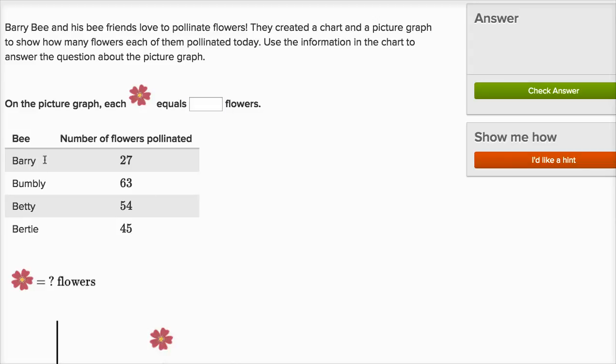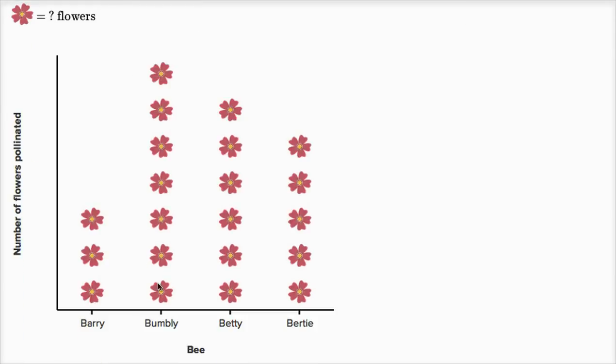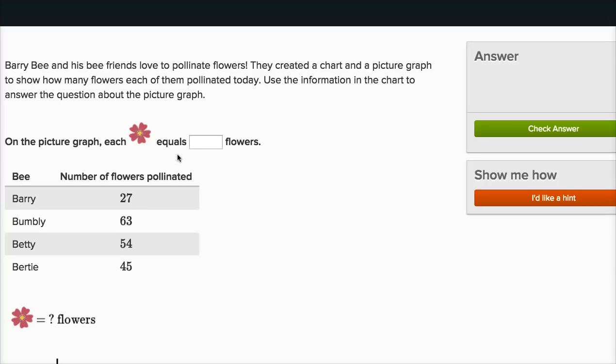So it says Barry pollinated 27. These are impressive bees that they're making charts. Barry pollinated 27 flowers. And they only drew 3 pictures here. So these 3 flower pictures must represent 27. So the way that they would represent 27 is if each of these represents 9, because we'd have 9, 18, 27. So each of these must be 9 flowers. But let's see if that works.